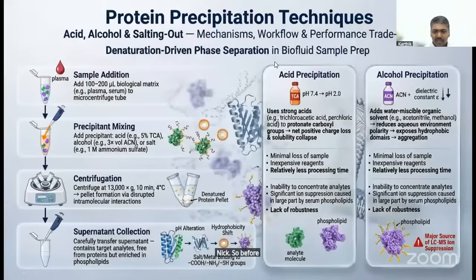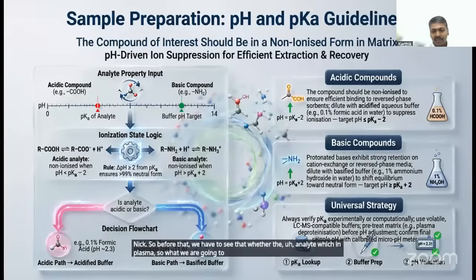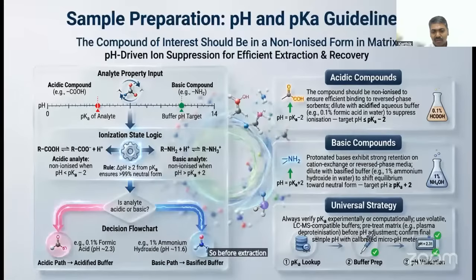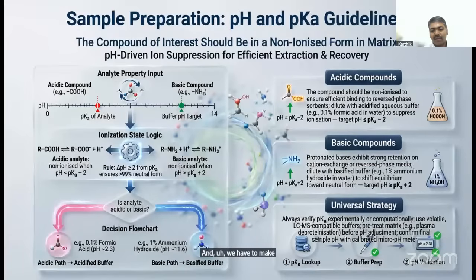Before that, we have to see whether the analyte in plasma is in a non-ionized or ionized form. Before extraction, we have to see which state that particular ion is in. If it is an acidic compound, the compound should be non-ionized to ensure efficient binding to the reverse phase sorbents. So we have to dilute with an acidic aqueous buffer like 0.1% formic acid, and we have to make it non-ionized.